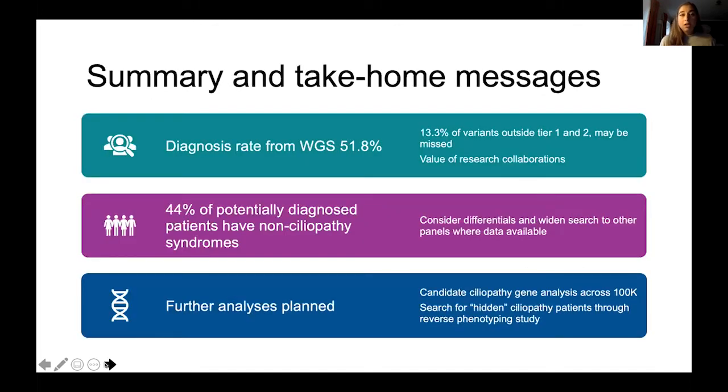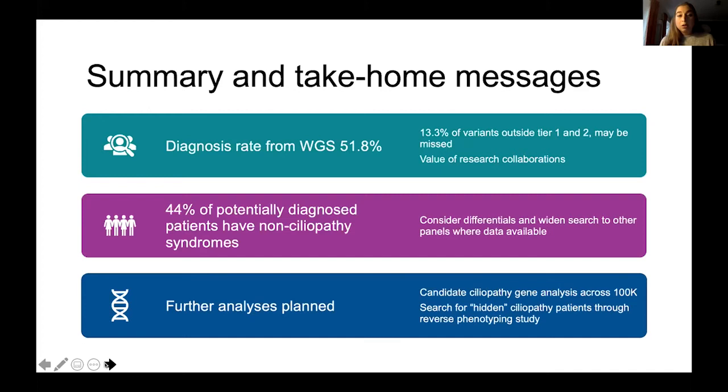So in summary, the diagnosis rate here from whole genome sequencing is nearly 52%, of which just over 13% might have been missed by only looking at tier 1 and 2 variants. And this shows the value of collaborating with researchers who have a bit more time and facility on hand to go digging in this amazing data set. Nearly half the patients didn't have the conditions we expected according to their recruitment categories, which encourages us to consider wider differentials and open up the search to other panels where that's appropriate and data is available.